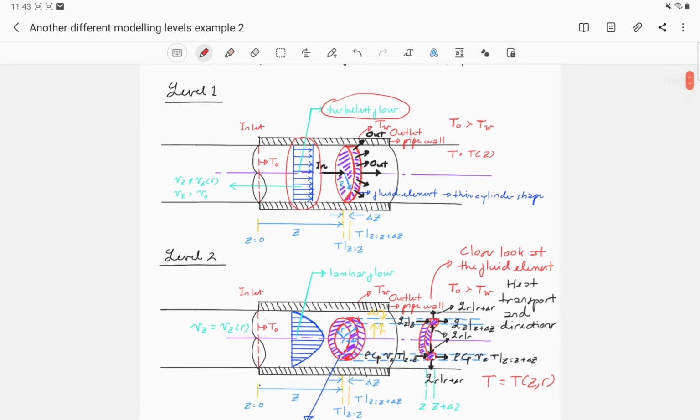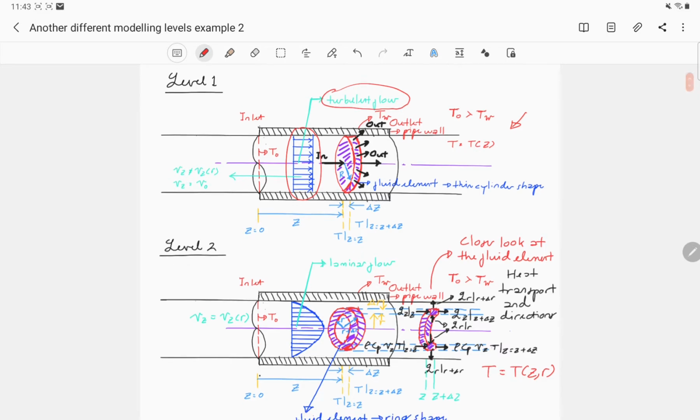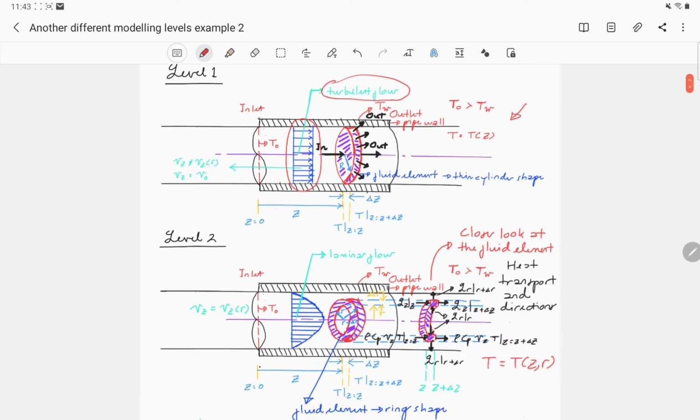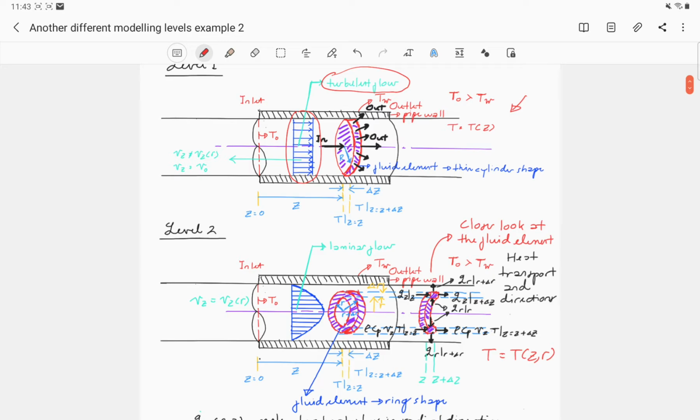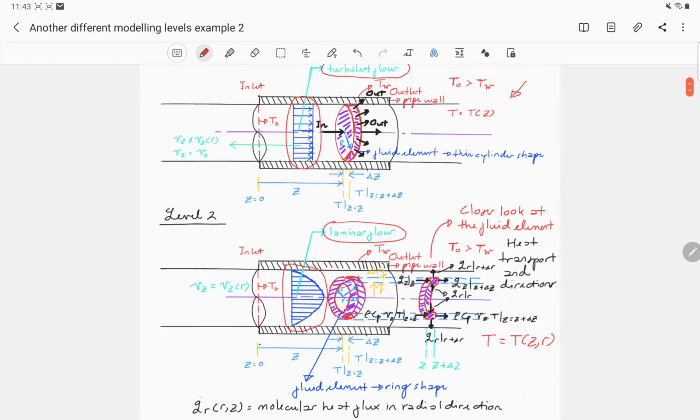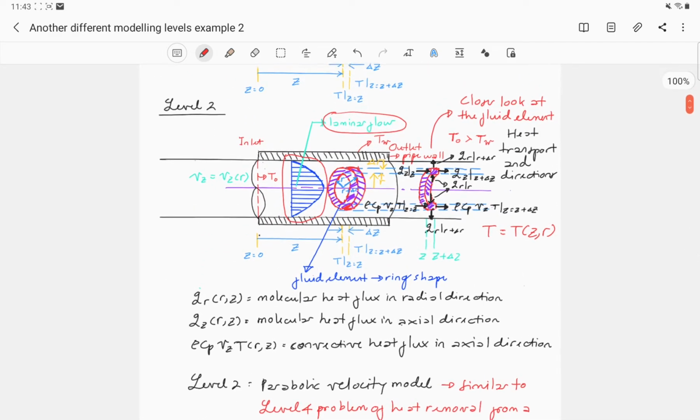So I give the figure of this level 1 to give a comparison so that you can be clear of when we change the assumptions and relax some of the easier assumptions, then we will have to deal with the more complicated modeling. Okay, in level 2, because the flow is no longer turbulent, instead this becomes a laminar flow, then we have a different velocity profile for the liquid that flows through the pipe. It becomes a parabolic profile. So this level 2 is what we call a parabolic velocity model.